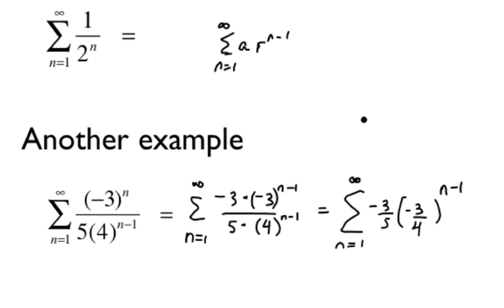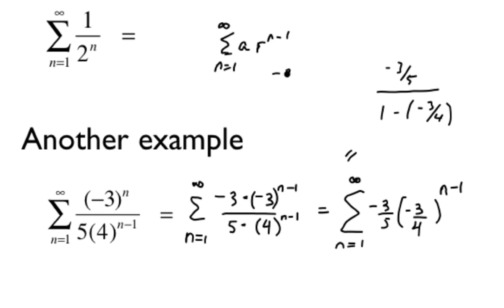Therefore, the sum equals -3/5 over 1 minus -3/4, whatever that is. That's the sum of this. When you add all infinitely many terms together, you get that number. When you look at the sequence of partial sums, it will converge to this number. So if you looked at the first term, then the first 2 terms added together, then the first 3 terms added together, then the first 4 terms, that's the sequence of partial sums. That sequence will converge to this same sum.